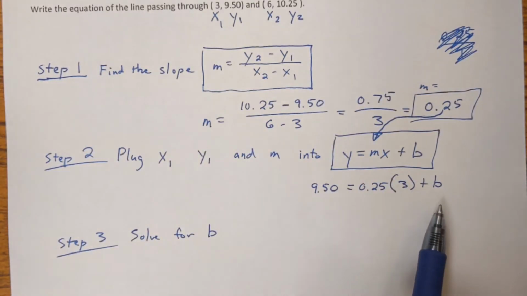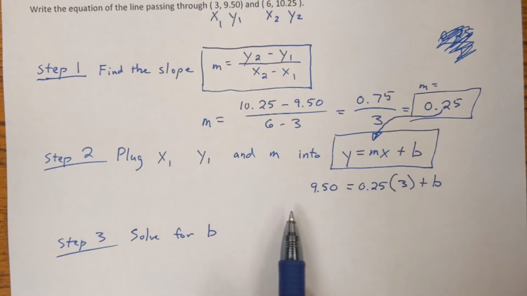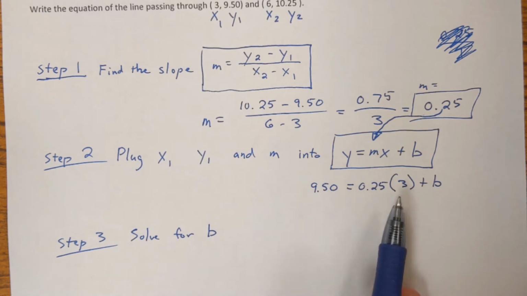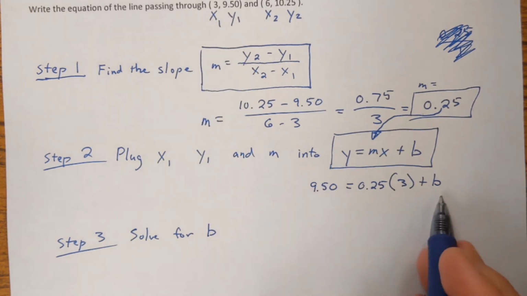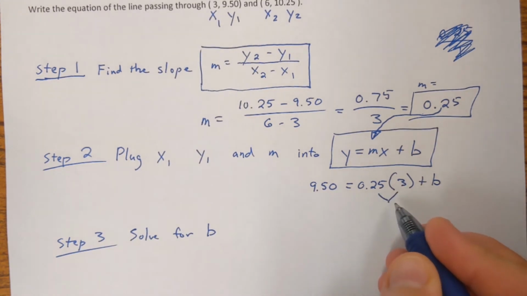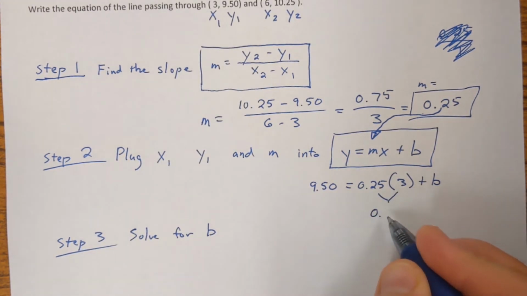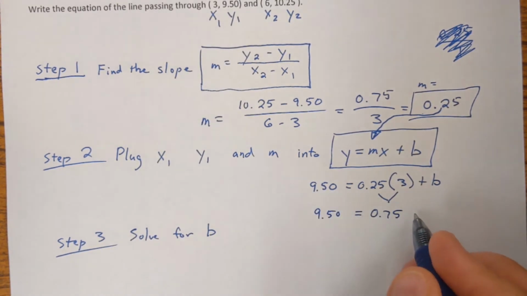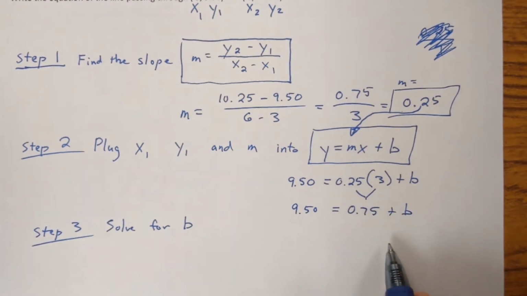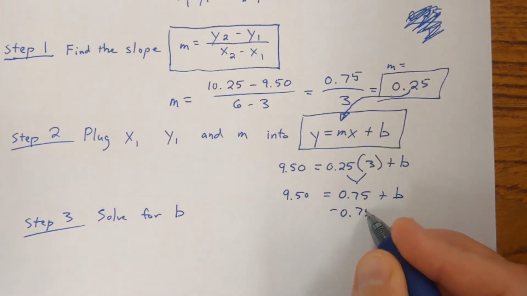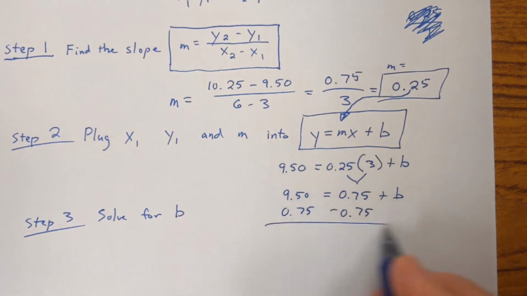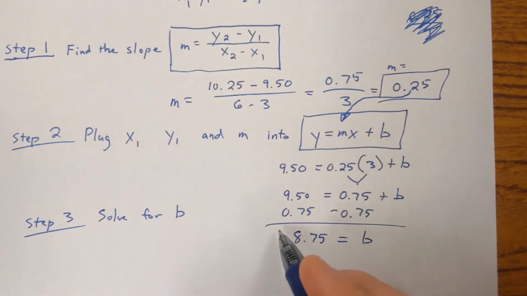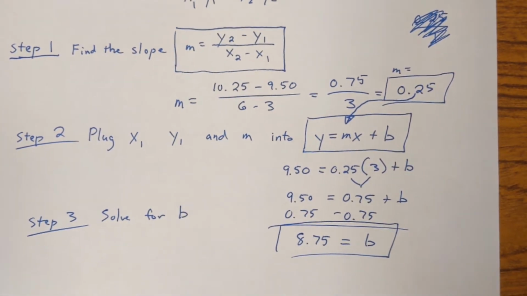Our third step then is we are going to solve for b. You know, we've plugged in these values that we do know. We know what the slope is, m. We have an x value and a y value that we can use. We can use this now to solve for b. 25 cents times 3 is 0.75. And then if I want to solve for b now, I'm just going to subtract 0.75, 75 cents from each side. Comes out to 8.75. And again, I'm going to put a box around this. That's not my final answer, but it's a very important answer.